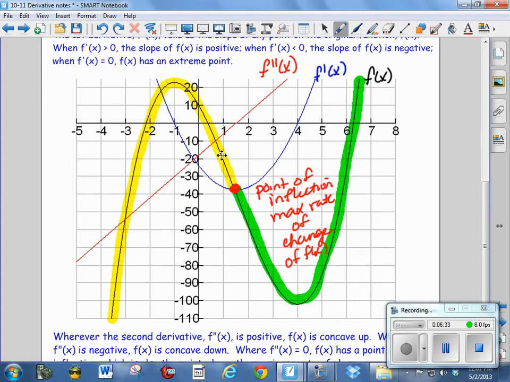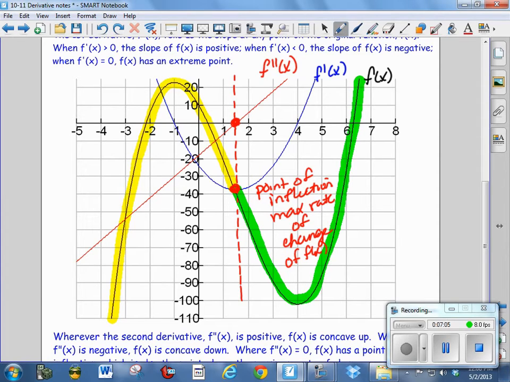Now, what happens on the third derivative graph? Notice if we look at that same point, when the second derivative is 0, that would tell us the extreme point of the first derivative, which tells us the point of inflection of the original graph. That tells us the maximum rate of change. It also tells us when the graph divides from being concave up to concave down.